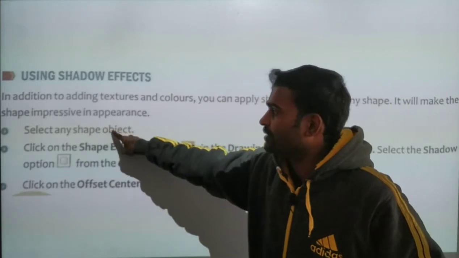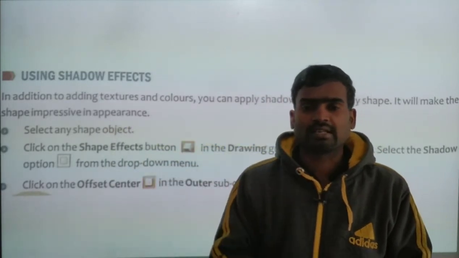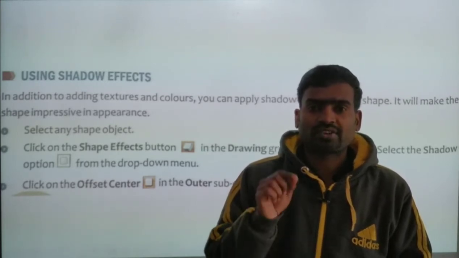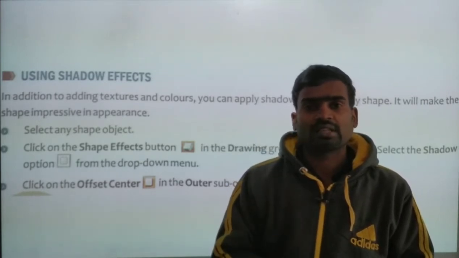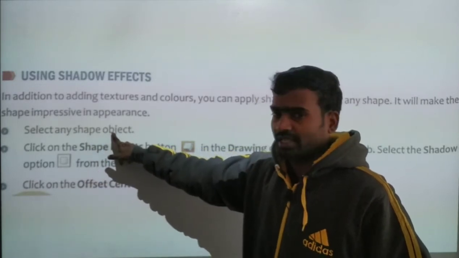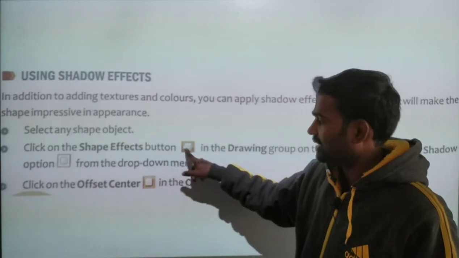Select any shape object. Same, dear children, as I was telling from the beginning, whatever we are going to modify or change, first we have to select the object. First select the object, then do the necessary changes. Select any shape object and then click on the shape effects button. That shape button will be there.